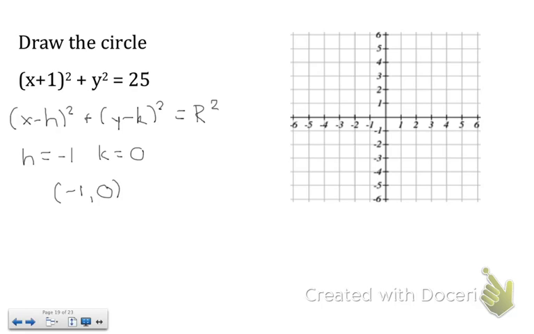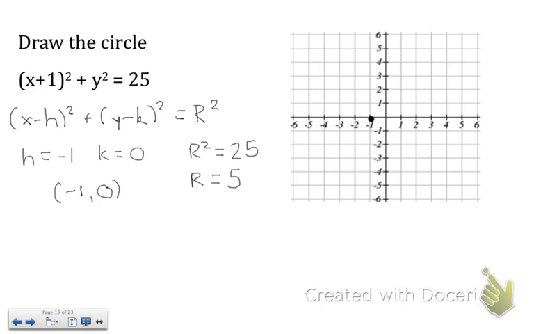Okay? And now we also know that r squared is 25. So that means that r is just 5. The square root of 25 is 5. Okay? So let's sketch out our circle. Alright, we have our center at (-1, 0), so I'm going to go left 1, but I'm not going to go up or down any. And now I have a radius of 5.